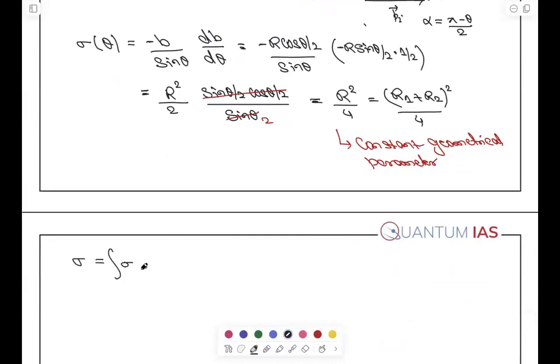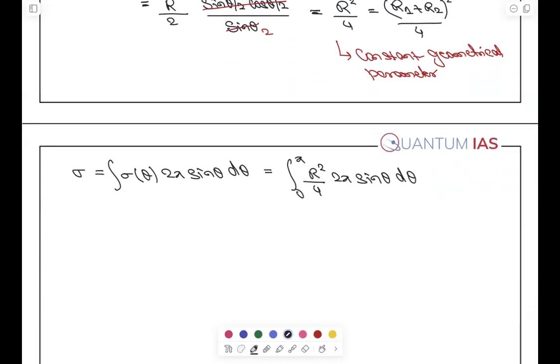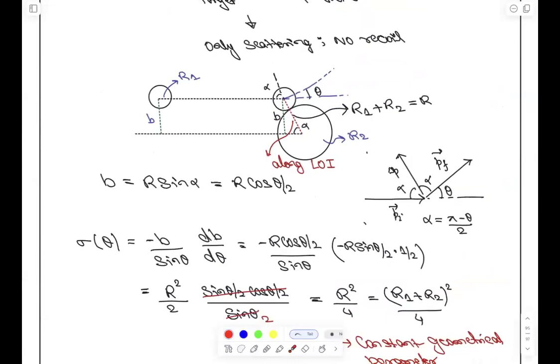Sigma is defined as the integral of sigma theta times 2 pi sin theta d theta. What will be happening here? From 0 to pi, R square by 4 times 2 pi sin theta d theta. It is coming out to be pi R square, that is pi times R1 plus R2 whole square. That is what will come. If you see the projection, it is round everywhere. So even if you find the detector, this is the total cross section area that it can have, that is pi times R1 plus R2 whole square.